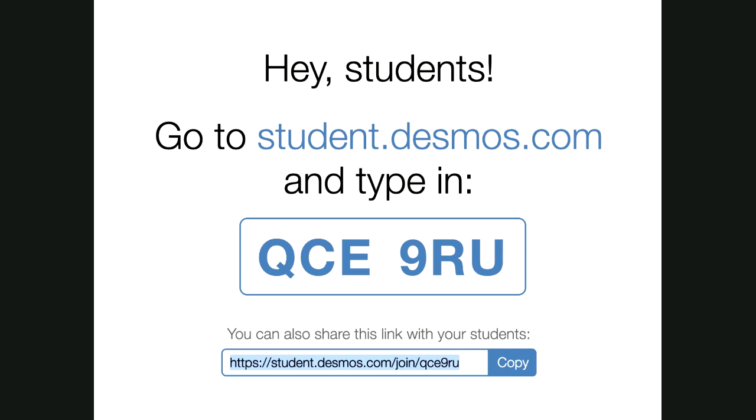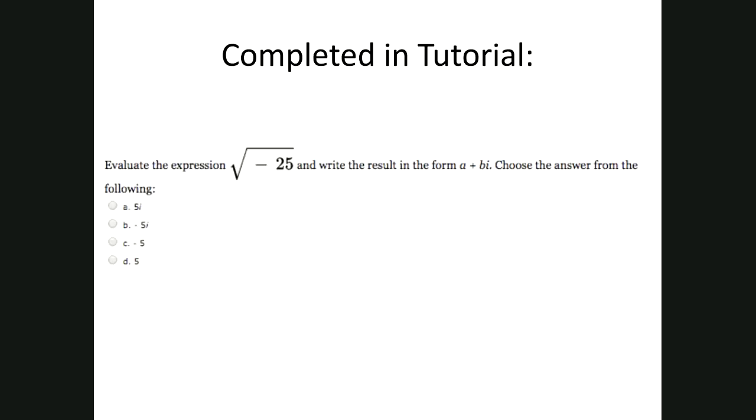Okay, so what I want you guys to do is go to slide number 4. That is the first problem on this week's practice. It should be a fairly easy problem. It says evaluate the expression, the square root of negative 25, and write the results in the form a plus bi. Choose the answer from the following.